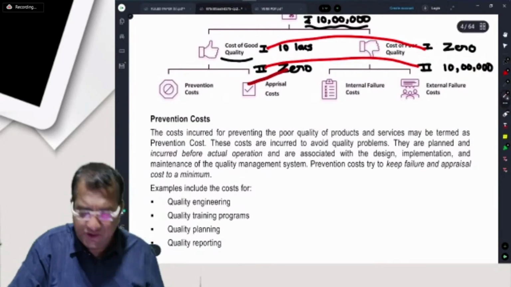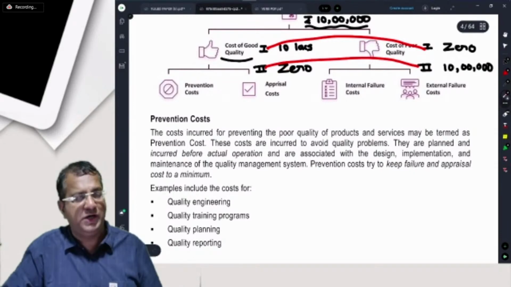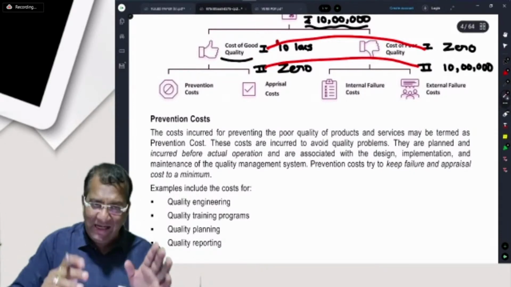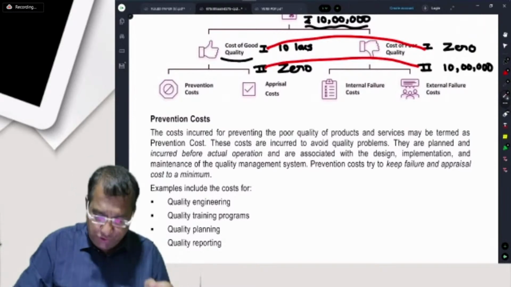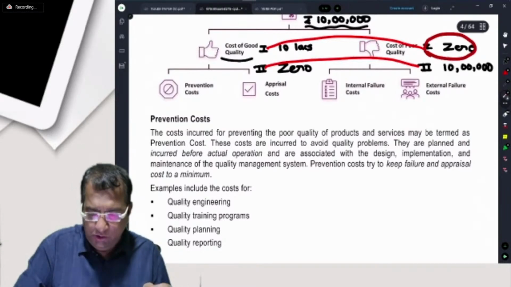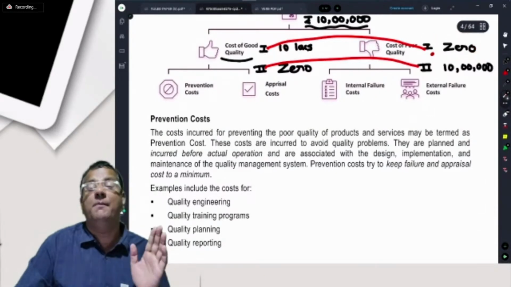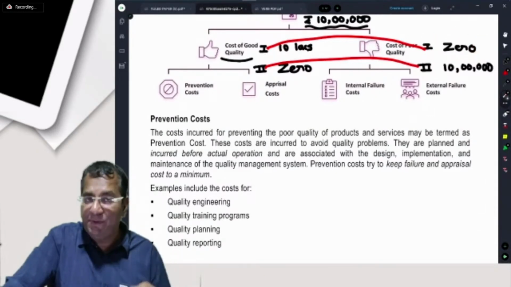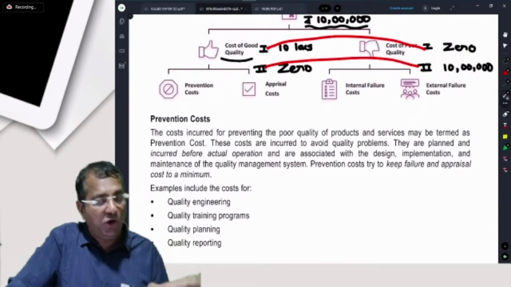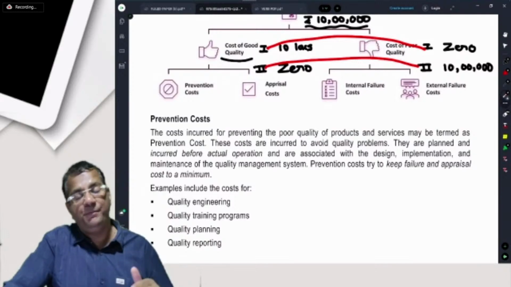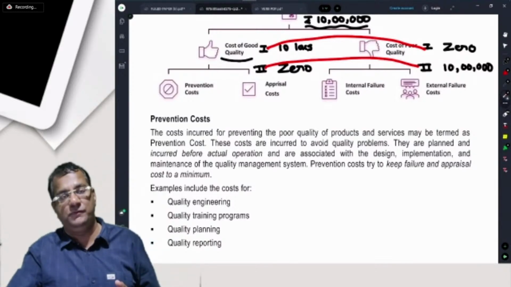So the second situation is not at all desirable. The first situation might be acceptable because your failure cost is 0, and you are incurring heavy expenditure on the prevention and appraisal cost. It is acceptable. The second is not at all acceptable. The first one is acceptable, but something better is desirable.